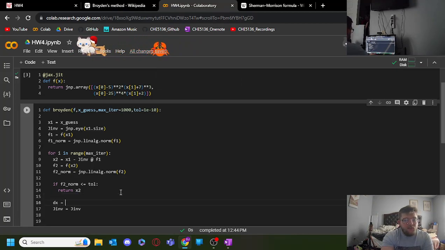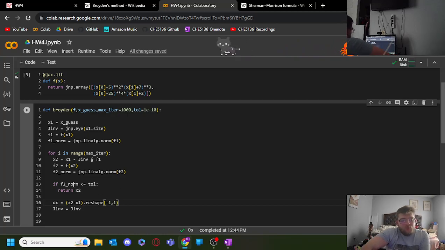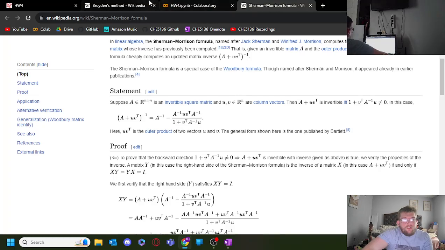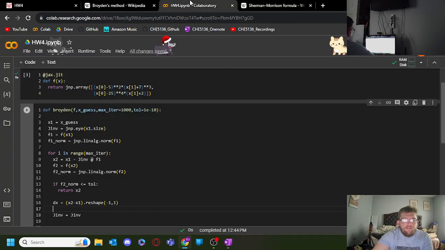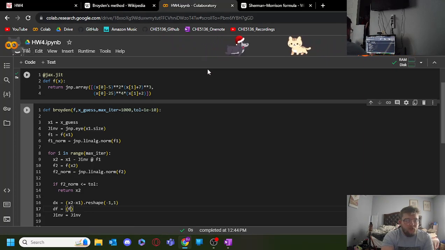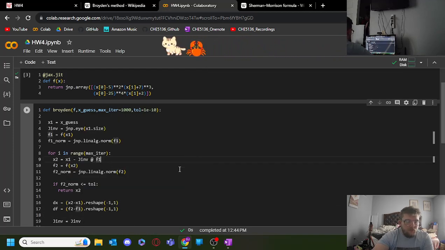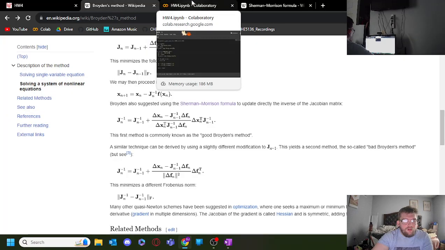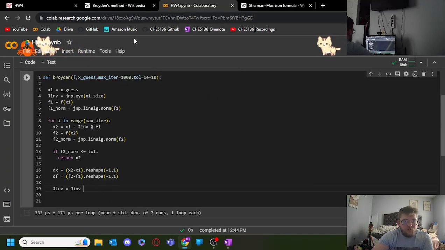So what I'm going to do is dx equals x2 minus x1 dot reshape -1, 1. The reason we have to do the reshape there is we need this in a column vector form. So that'll make it into however many rows, 1 column. And then also got a df, f2 minus f1 reshape -1, 1. Alright, so we got that.